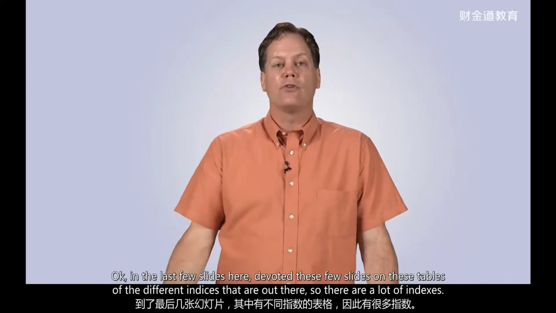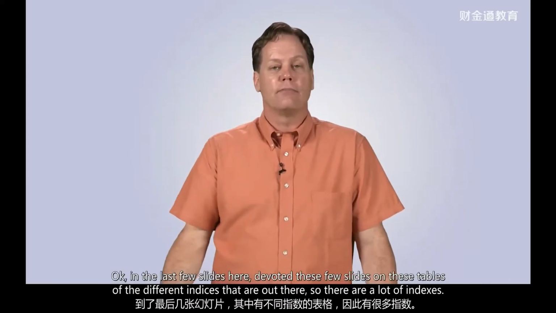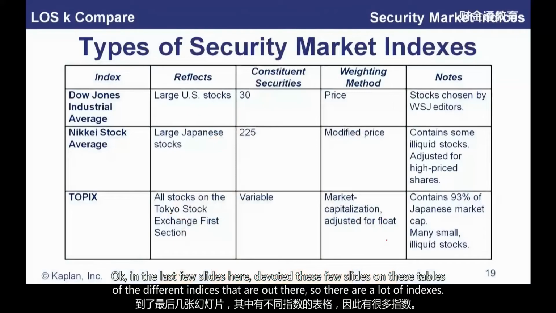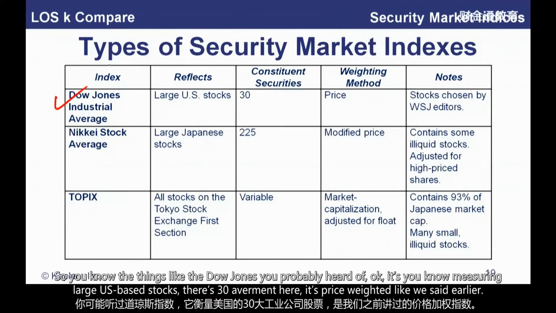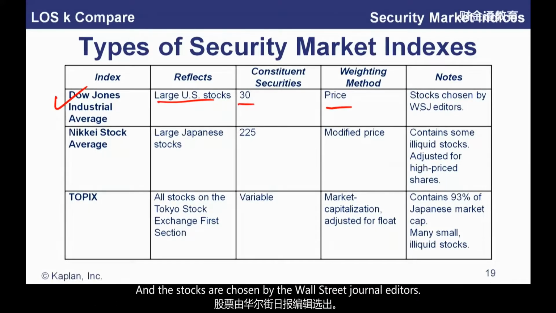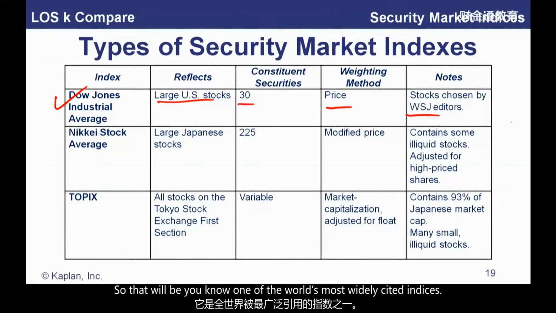Okay, and the last few slides here are devoted to tables of the different indices that are out there. So there's lots of indexes. There's things like the Dow Jones you've probably heard of. It's measuring large U.S.-based stocks. There's 30 of them in here. It's price weighted like we said earlier. And the stocks are chosen by the Wall Street Journal editors. So that would be one of the world's most widely cited indices.